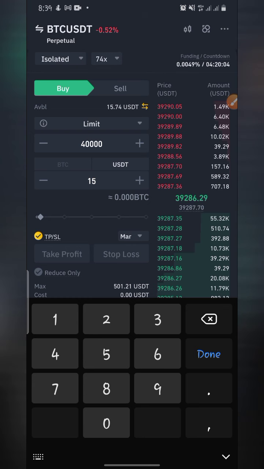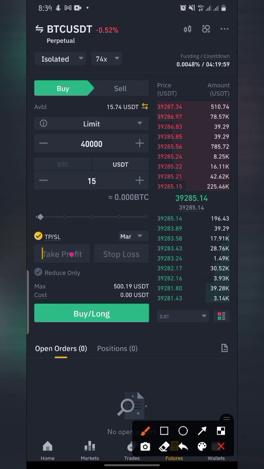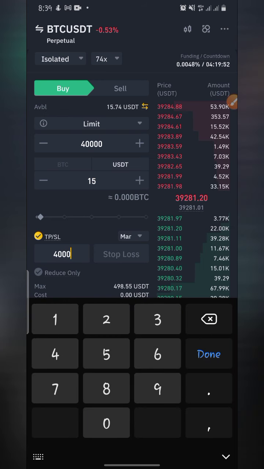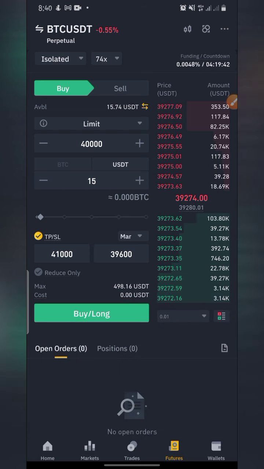Now, I have to type my stop loss and take profit right here. You type your take profit. Let's say for example you want your take profit in this market to be $41,000. And your stop loss should be 39,600. You understand? What this means is that whenever Bitcoin touches $40,000, the market is going to trigger automatically, without you having to enter the market instantly.